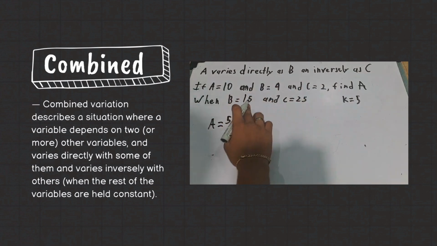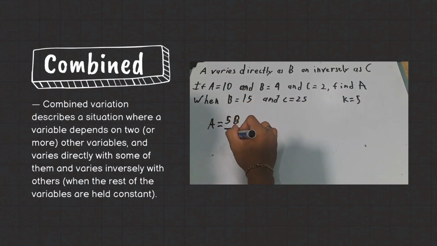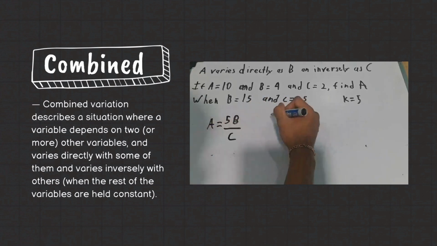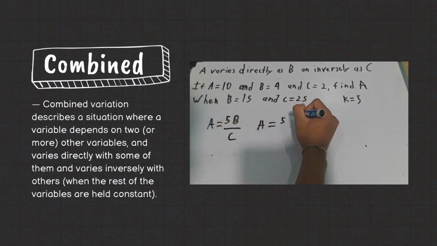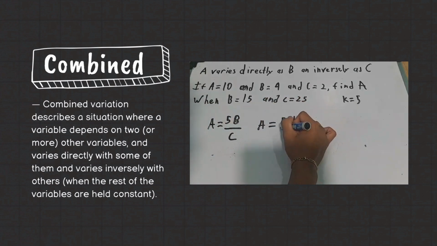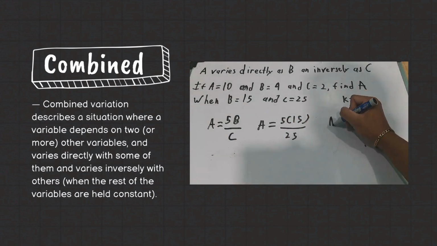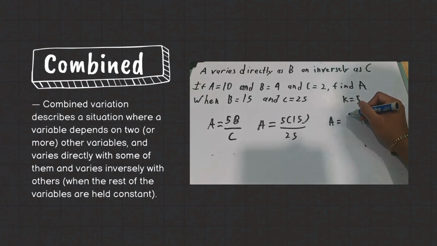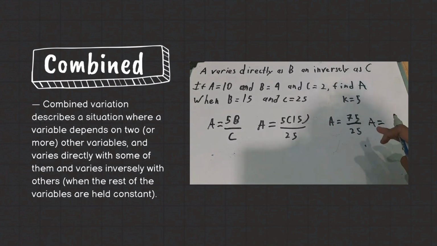Para mahanap si a naman, isusulat natin a is equal to 5b over c. Tapos substitute mo si b at c. A is equal to 5 times 15 over 25. Tapos multiply, magiging a is equal to 75 over 25. 75 divided by 25 is 3. So a is equal to 3.